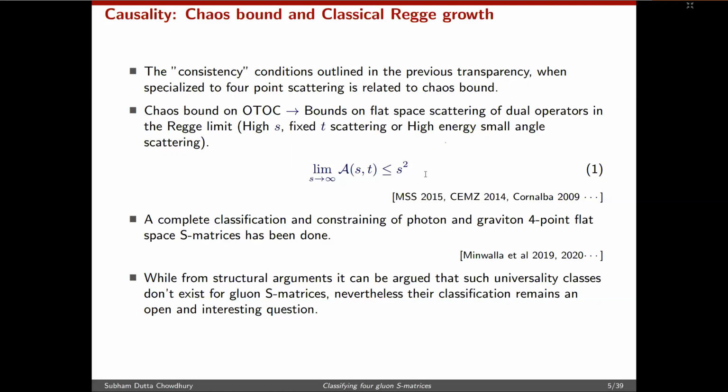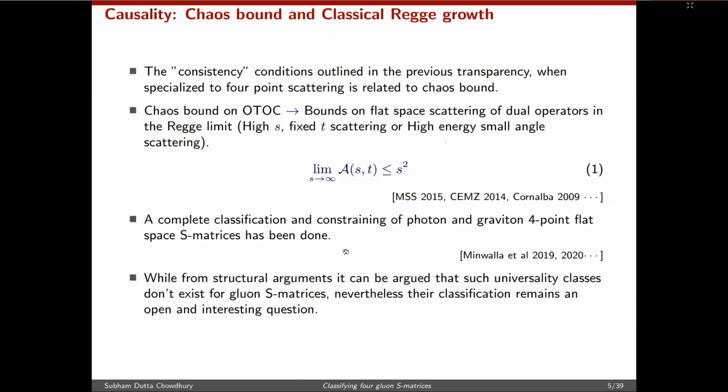We just ran with it because there was sufficient evidence that this was true, and we made a complete classification and constraining of photon and graviton 4-point flat space S-matrices using this conjecture. So there were two parts to it. One was classifying what this set of S-matrices was, and then putting bounds on them.